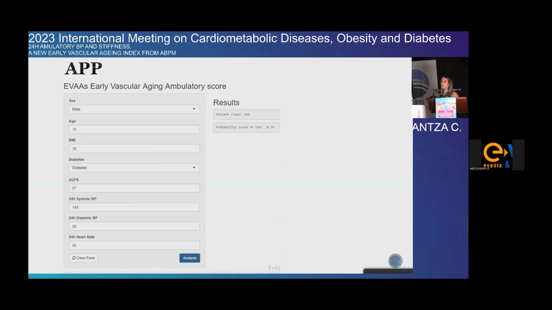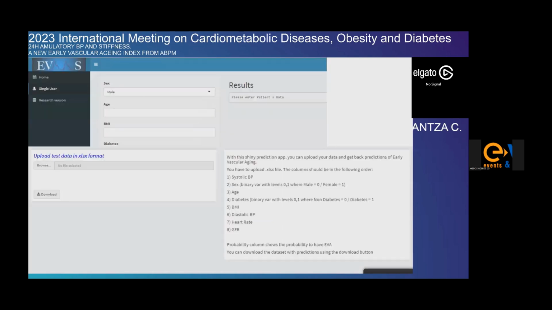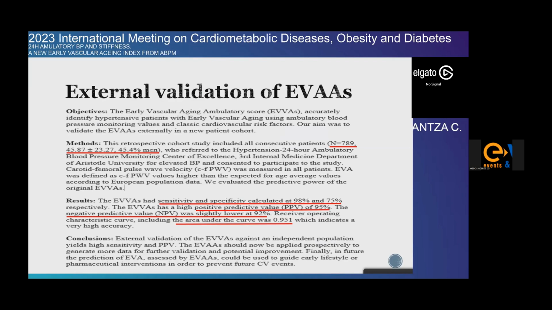You can find it easily if you Google the words Early Vascular Aging Ambulatory Score, and if you enter different parameters of your patients, you can see the probability of this patient having early vascular aging. Having this in mind, you can decide if you want to send your patient to a special clinic to evaluate further, or if the patient is okay and you can keep and treat them appropriately and based on guidelines.